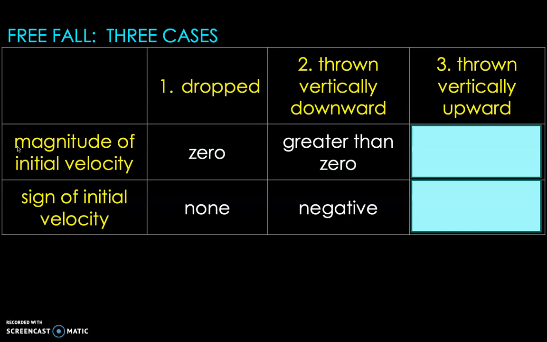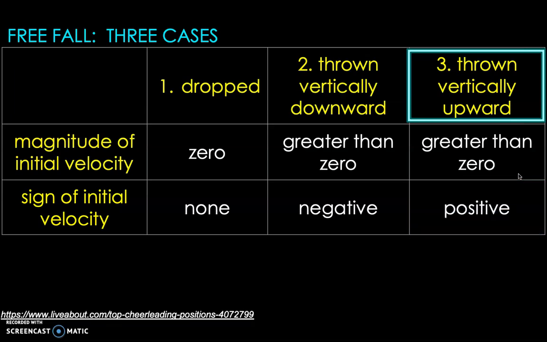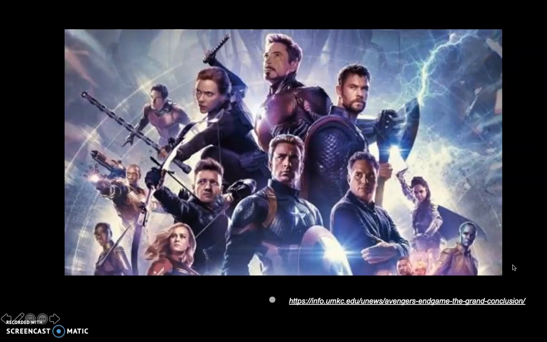First is that for objects thrown vertically upward, the magnitude of initial velocity is, of course, greater than zero because you cannot propel something upward if you don't give it an initial momentum that it can carry throughout its motion. And then the sign, of course, is positive because it's thrown upward and upward direction takes a positive sign.